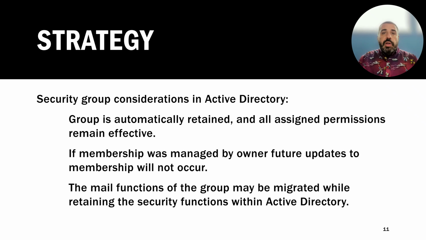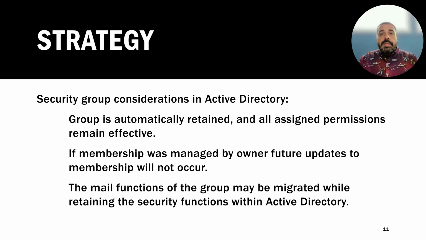There are several security group considerations in Active Directory as a result of migrating a mail-enabled security group to Office 365. As reviewed previously, the group is retained in the original organizational unit, the mail attributes are stripped, and the group is renamed with an exclamation point. By doing so, none of the permissions assigned within Active Directory are lost as a result of the migration. The group can be manually deleted by the administrator at a later time.